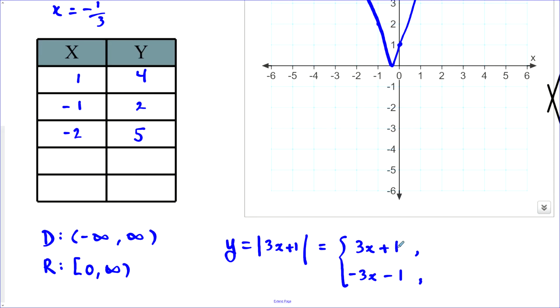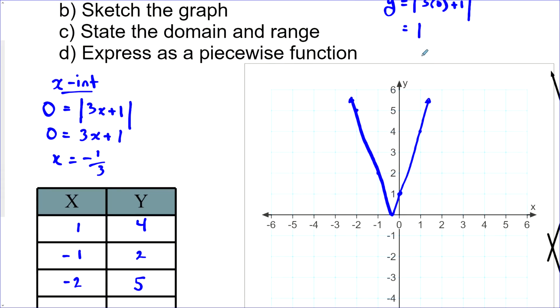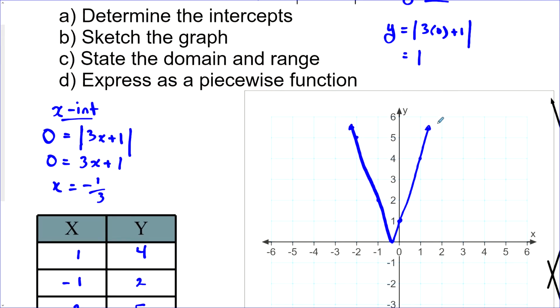Now we just need to figure out where was this function already positive. So if you look at the graph, if I looked at 3x plus 1, it would be this line here, or the right part of this graph. So that means that this part of my V shape was already positive and the absolute value sign wasn't doing anything to it. So that would be when x is greater than or equal to negative 1/3.